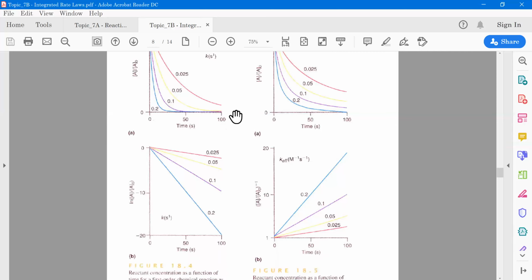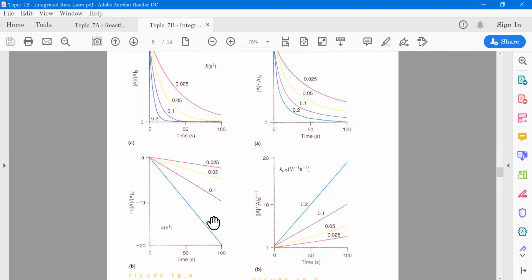The bottom curves, in both cases, are the plots that we've just been talking about for first order and second order. The plot for the first order is the log of the concentration of A versus time. And the plot for the second order is 1 over the concentration versus time. And in both cases, we see straight lines. And again, these are the different rate constants: 0.025, 0.05, it's hard to see, it's a yellow line here, 0.1 and 0.2.